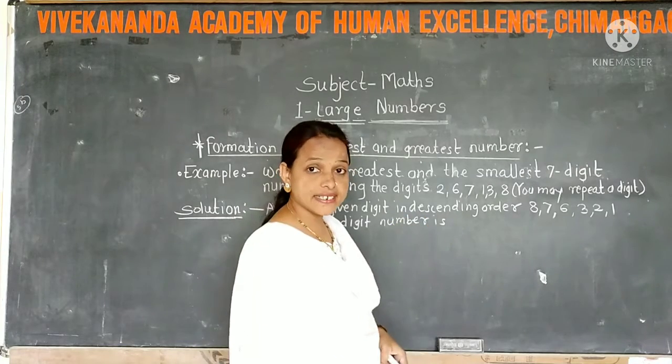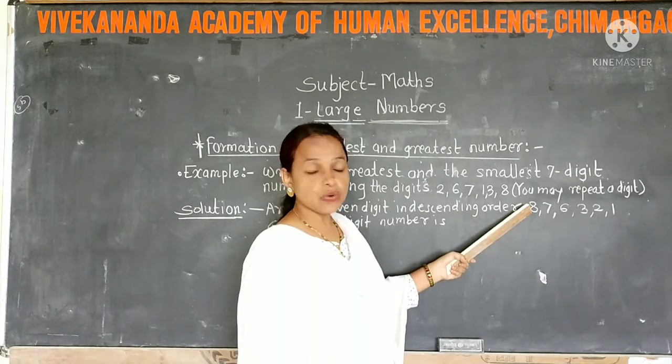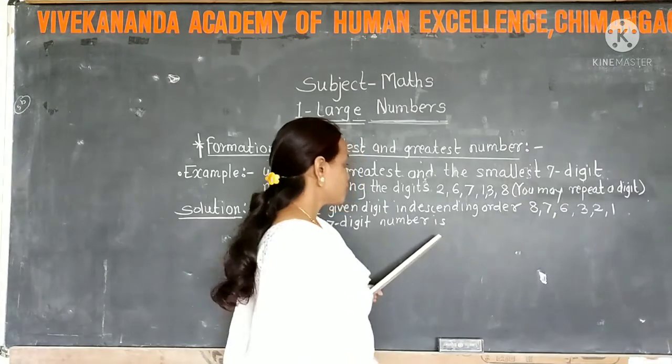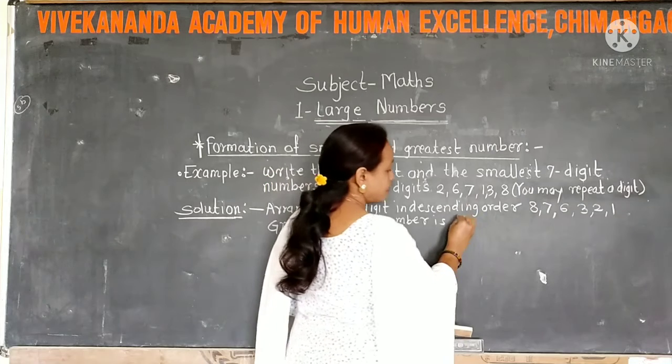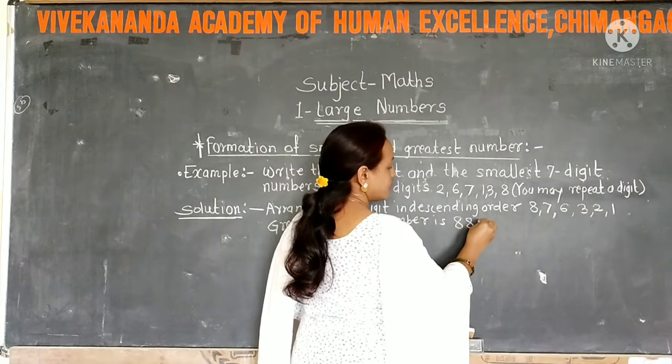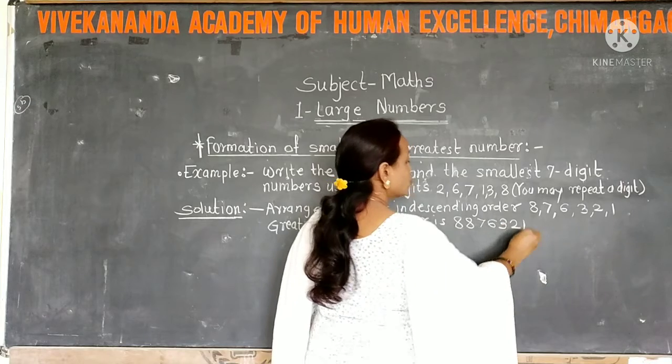Here the greatest digit is 8 among these 6 digits. So we may repeat digit 8 to make a greatest 7-digit number. So the digit 8 we will repeat. 8, 8, 7, 6, 3, 2, 1.